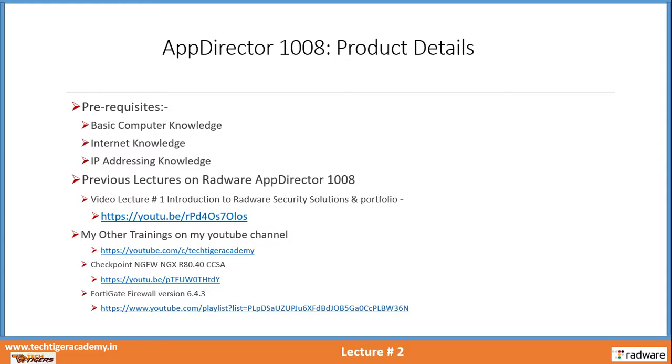So this slide talks about the prerequisites for this chapter, right? The basic prerequisite is that a candidate must have a basic computer knowledge. That's the basic that you need to have. Internet knowledge and IP addressing knowledge, right? IPv4 is a must. IPv6 will be an advantage.